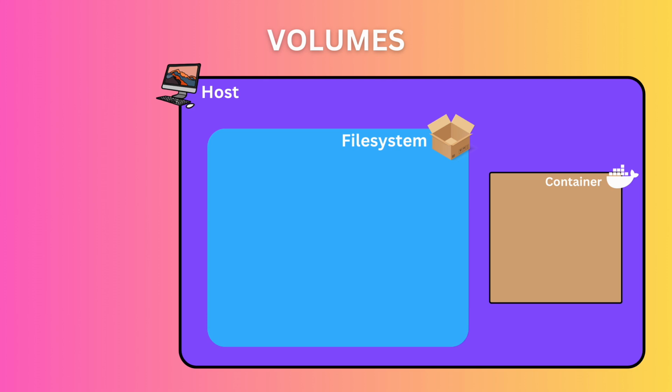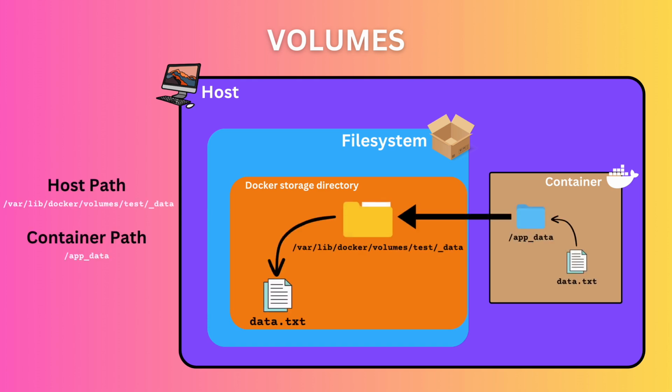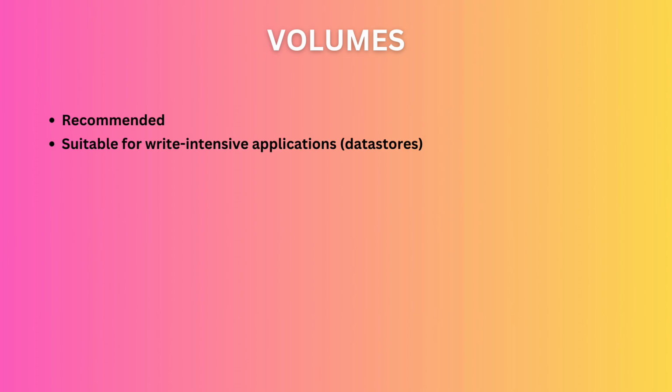Volumes are also host directories mounted inside your containers, but they are created inside Docker's own storage directory on the host machine. The data written inside the container path gets written inside the host path, which is Docker's storage space. The contents of this directory are managed by Docker. Volumes are the recommended mechanism to persist data beyond a container's lifespan. They are also designed for write-intensive applications, such as databases, and can be shared between containers.